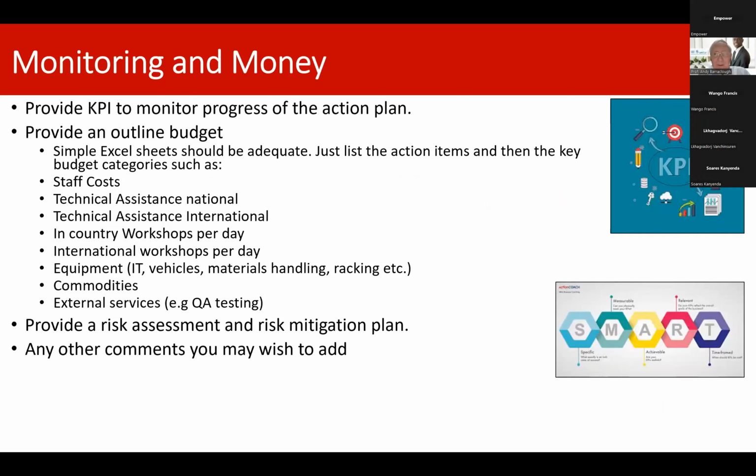KPI to monitor progress, an outline budget. A simple Excel sheet is all that's needed, just one page. Perhaps you're going to include staff costs and some technical assistance. Perhaps you're going to have a workshop. Perhaps some equipment's needed. Some commodities might be needed. Might need some external services like quality assurance testing.